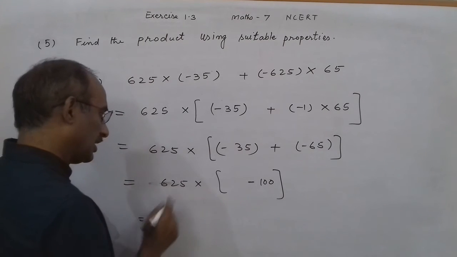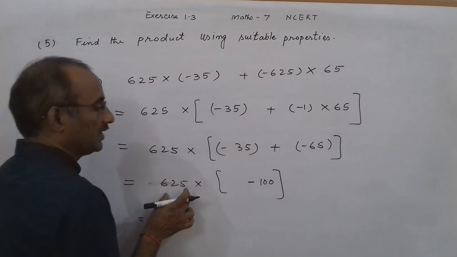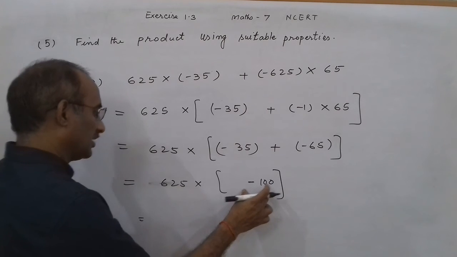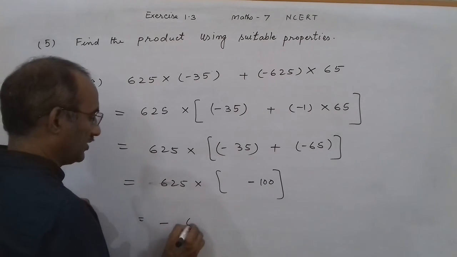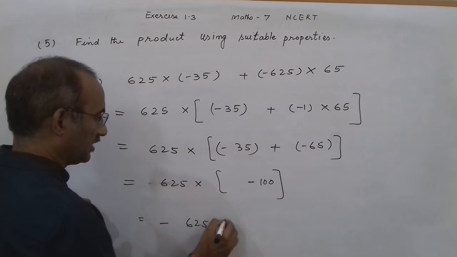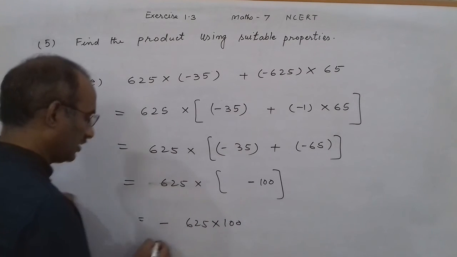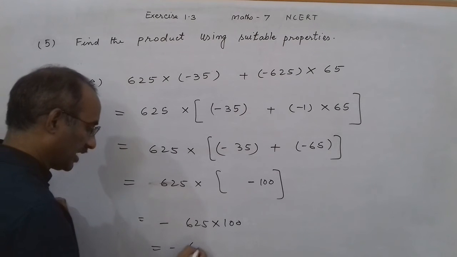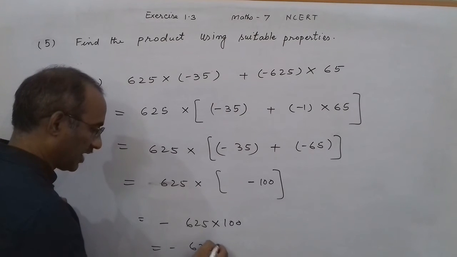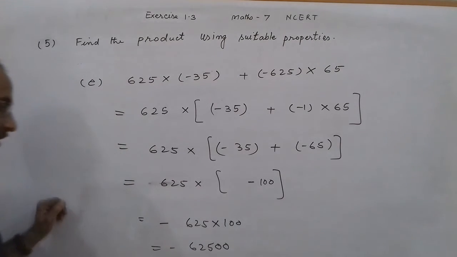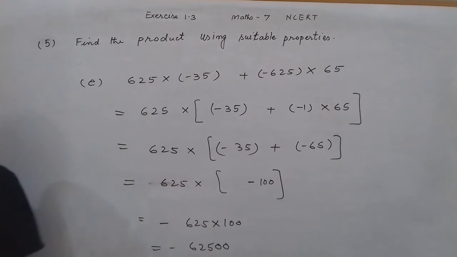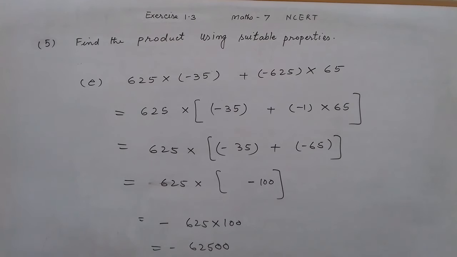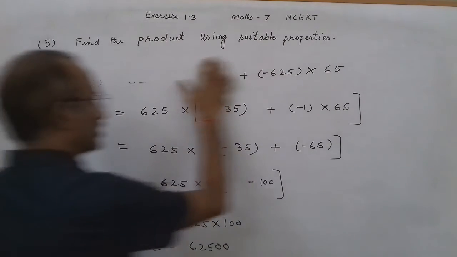Now if we multiply a positive integer with a negative integer, then we get a negative sign. So here we can write 625 multiplied with 100 and finally we get our answer, minus 62,500. This is our answer. Now let's see the next question.